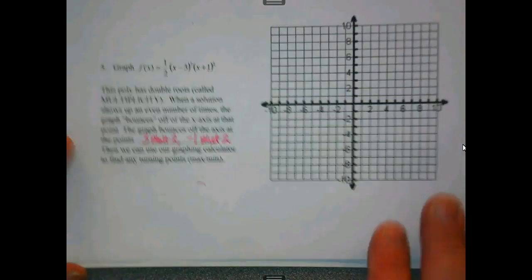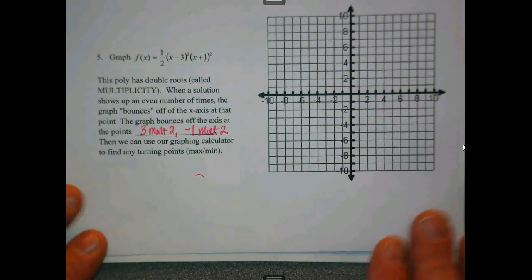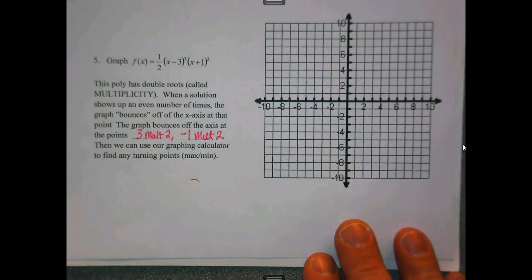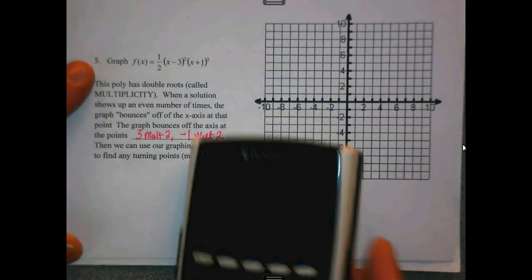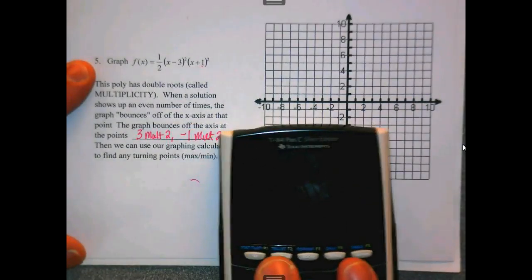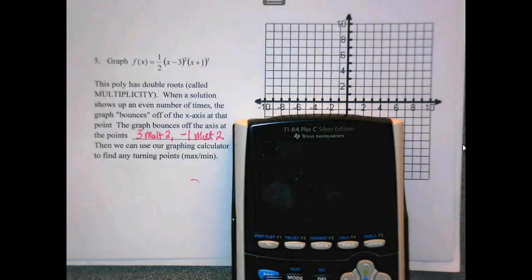All right, so let's go ahead and put this in our calculator, and we're going to have to find the max and min so that we can graph it. Now, it's going to be some kind of a parabola because it's x to the 4th.